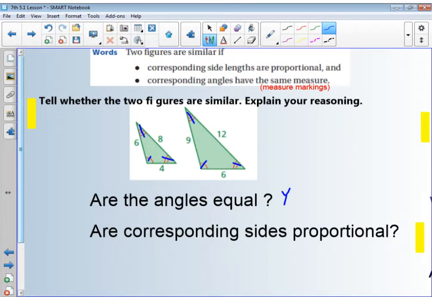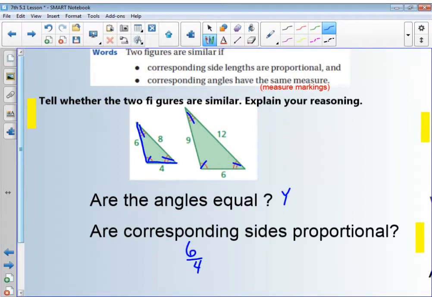Those are all equal. So now we're going to go ahead and check to see if the sides are proportional. Now here, you don't have to check all 3. You can pick 2 sides from one triangle, and then you have to use the same 2 sides on the other triangle. So maybe I'm going to choose to use these 2, 6 and 4. So I'm going to set it up as 6/4.